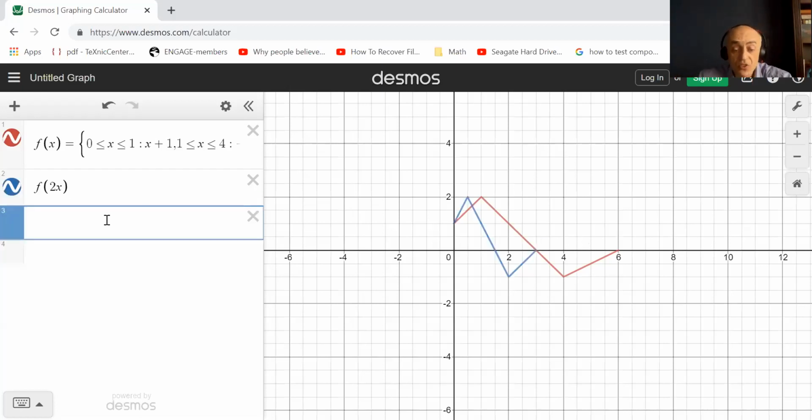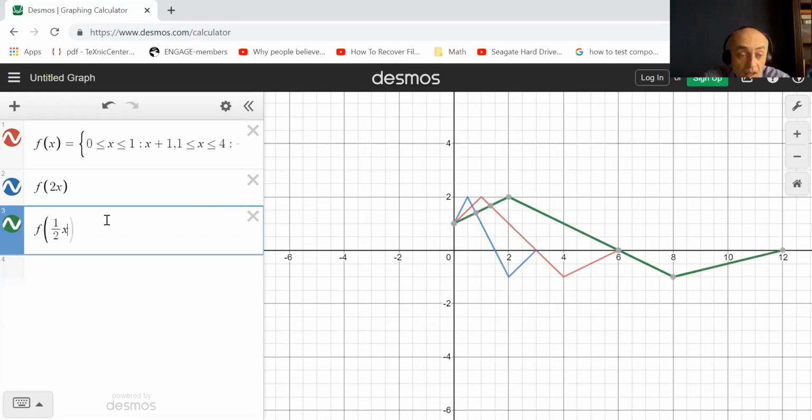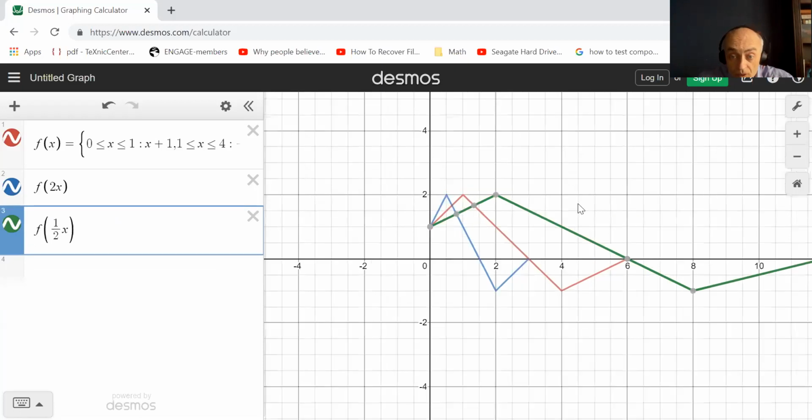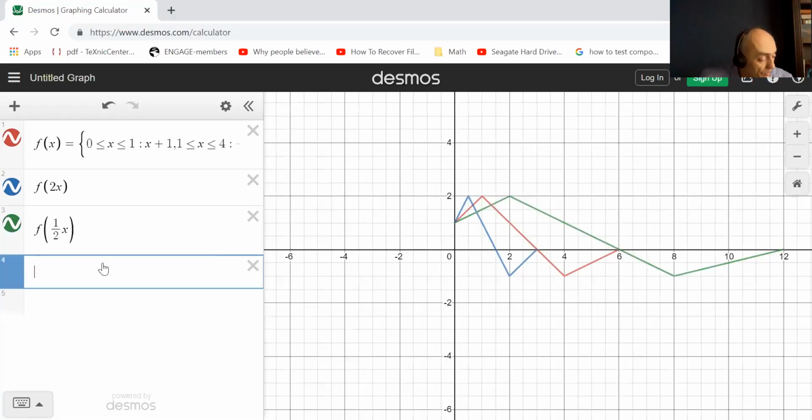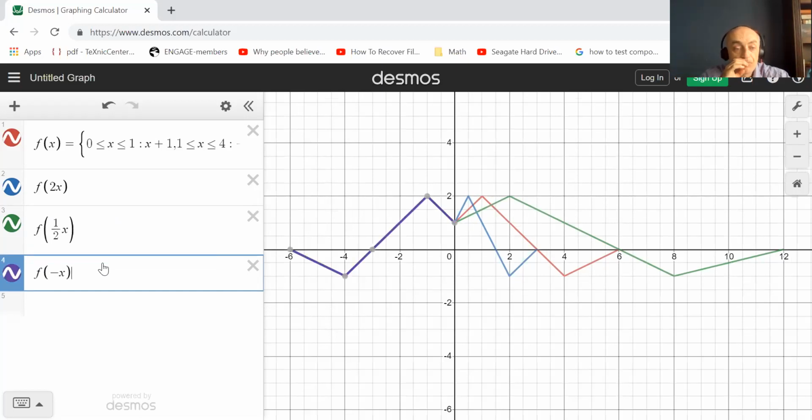That's f of 2x. If you do f of 1/2 x, you will see that the exact same pattern is now stretched because we go twice as slow. So, oops, take that out of here. There we go. And then that's part B. Part C, f of negative x, you guess what will happen. So this will be flipped over. So f of negative x is here.